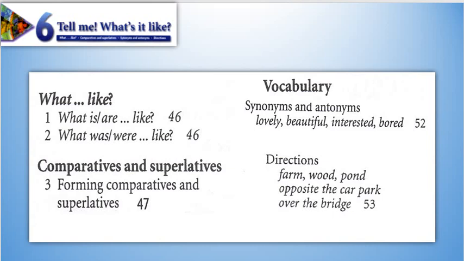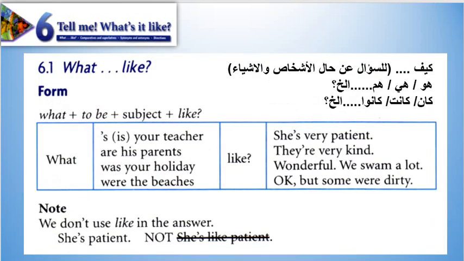And in everyday English, we will talk about directions and how to show the way or the road to a building, a station, or whatsoever. Now, first, 6.1, we will talk about, as we said, what, like.